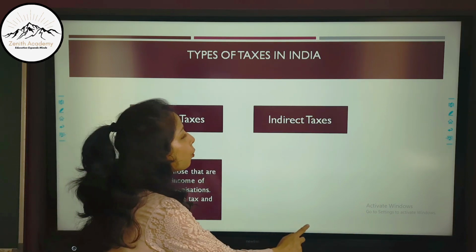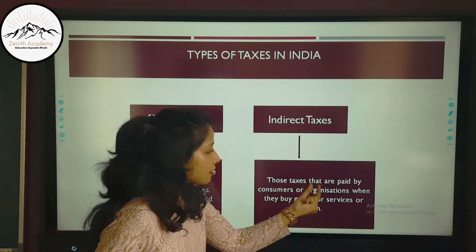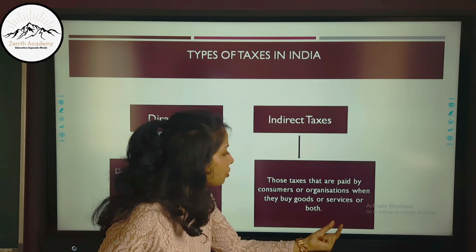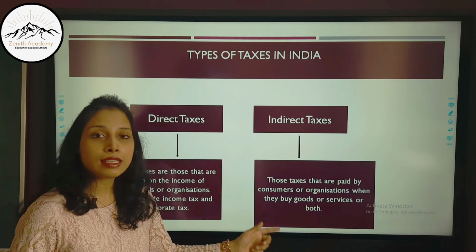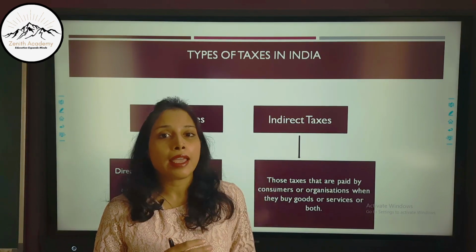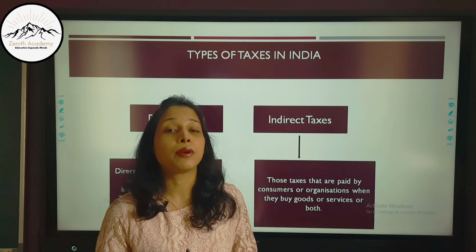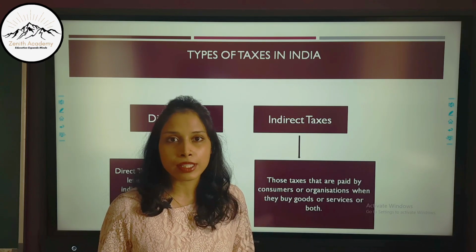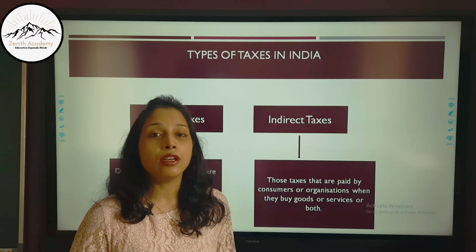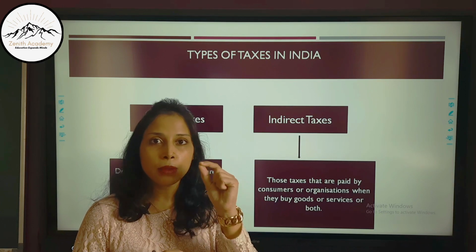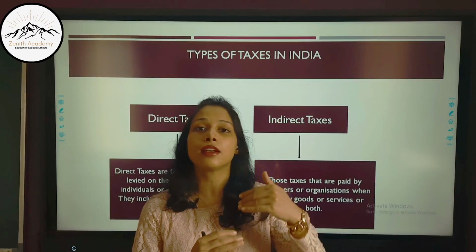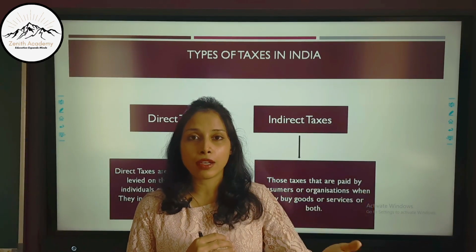In indirect tax, those taxes are paid by consumers or organizations when they buy goods or services or both. See, this explains the question how it is levied on the expense. Whenever we go to buy anything like a t-shirt, for example, or whenever we hire a service like going to a salon, whenever we pay for that service or for any of the expenditure, we are actually paying a certain percentage of that expense as a tax, and that tax is deposited by that shopkeeper or that service provider to the government.